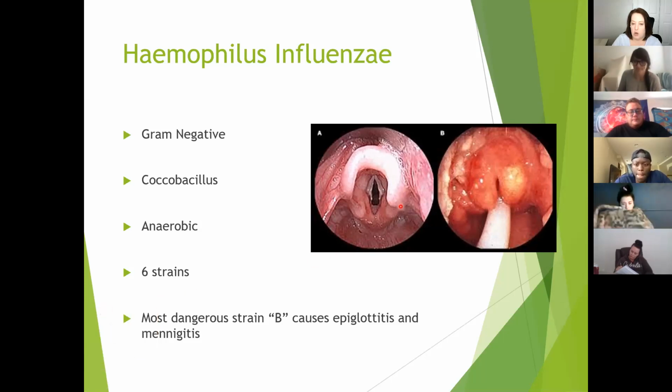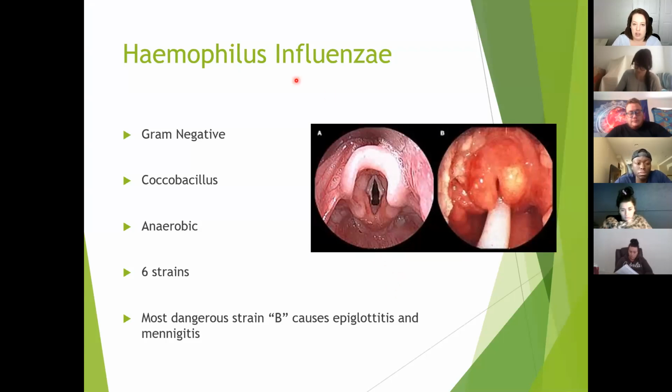So this would be a normal glottis. So you have, these are the vocal cords here. This is the epiglottis, and then it goes down to the trachea into the lungs. So this is normal, and with H flu, it causes swelling and inflammation. So you have to intubate because it will swell so much that it'll completely shut off their airway.